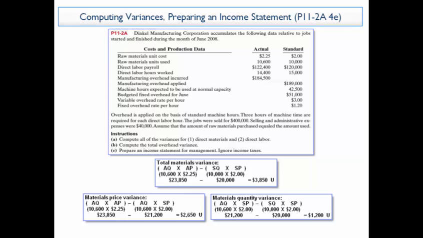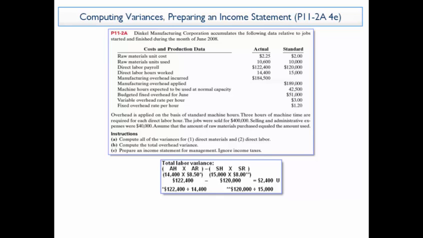Had we purchased an amount that was greater than the amount used, then we'd have to use different quantities for the standard quantity calculation, and as a result we couldn't just add the material price variance to the material quantity variance to come up with total materials variance. We'd have to make an adjustment since the price variance is computed at the point of purchase and the quantity variance is computed at the point the goods are used.